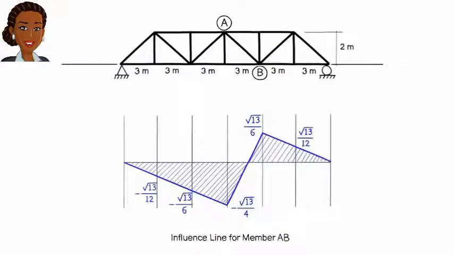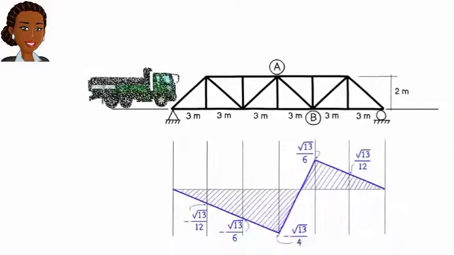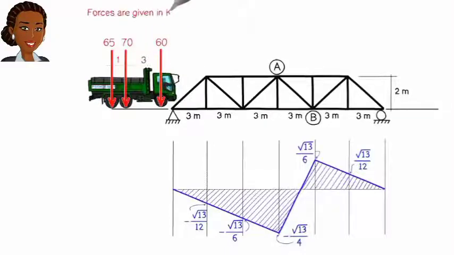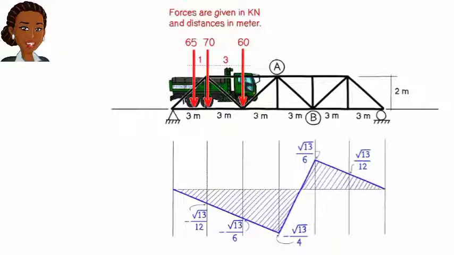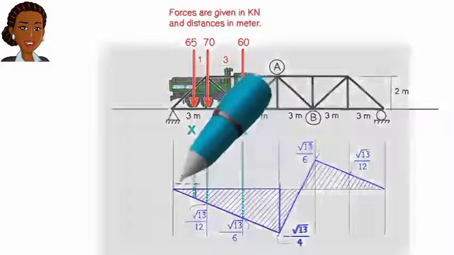We are now in a position to determine the maximum effect that the moving load series would have on member AB. Let's start by assuming that the truck is at this position on the bridge. This means the three concentrated loads are bearing down on the truss here, here, and here. Let's refer to these points as X, Y, and Z. The value of the influence line at Y and Z are already known, and we can determine the value at X using simple geometry like this.